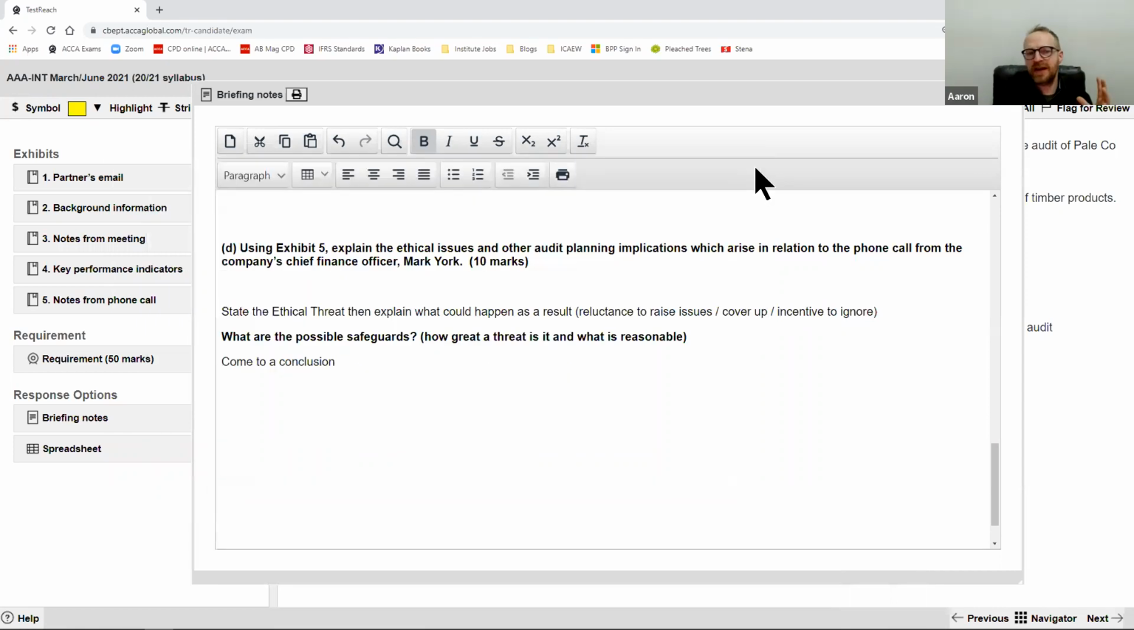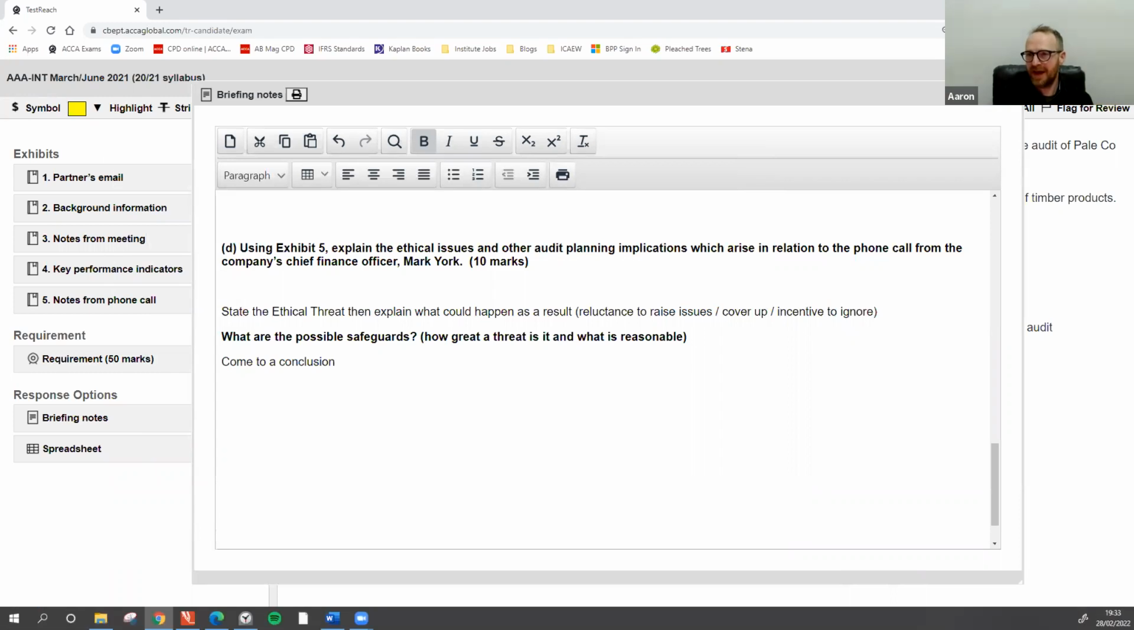Again, just thinking then about what they were going to give the marks for. And remember, it is ethics. I'm focusing on the ethics there, but planning implications are important as well.